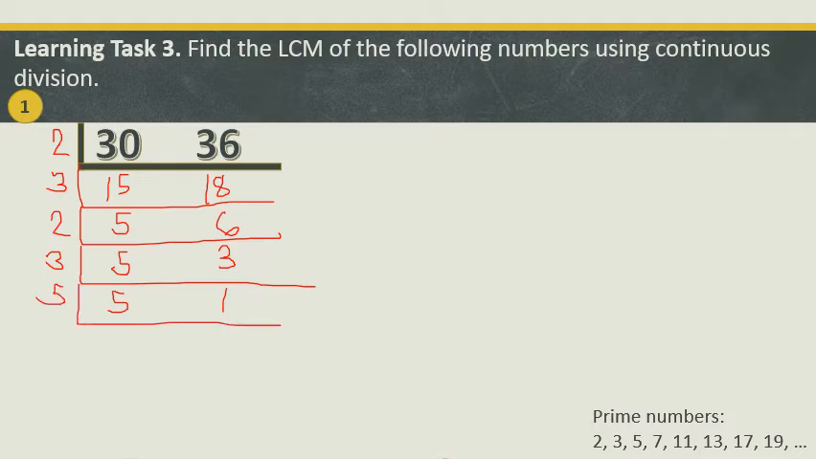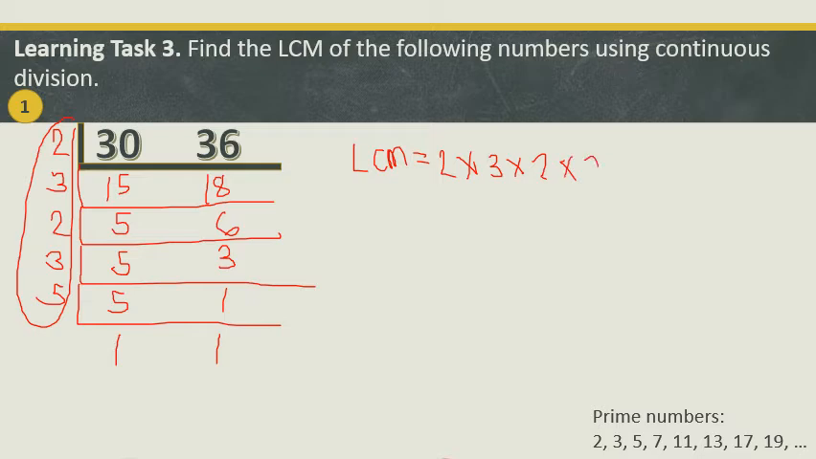Okay, 5 divided by 5 is 1. And 1 divided by 5, hindi natin pwedeng i-divide. So, bring down yung 1. Okay, so ito pong 5 ang ating ipag-multiply para makuha ang LCM. So, LCM equals 2 times 3 times 2 times 3 times 5.